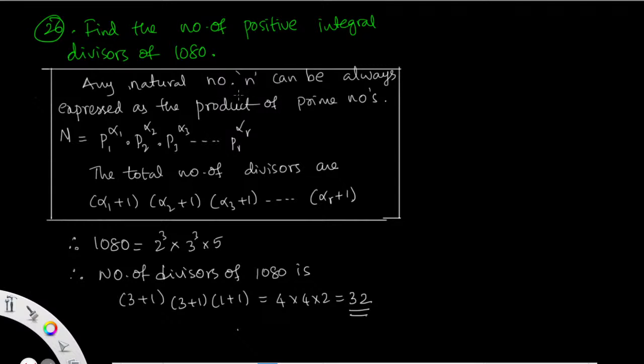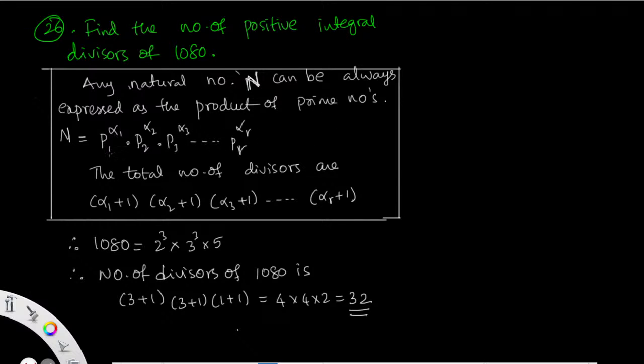This is the general formation. Any natural number N can always be expressed as a product of prime numbers. Then N equals p1 to the power alpha 1, p2 to the power alpha 2, p3 to the power alpha 3, and so on, pr to the power alpha r, where p1, p2, p3 are prime numbers, and alpha 1, alpha 2, alpha 3 mean the number of times the prime number is repeated.